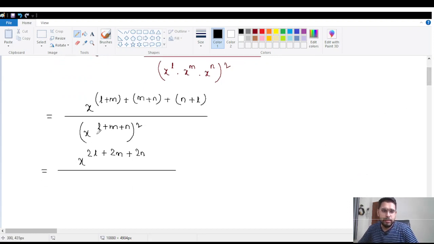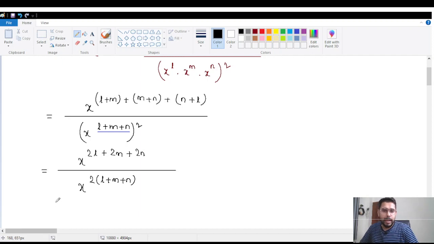Now in the bottom, since it is an exponential expression powered with another exponent, we will apply the power rule here, and by the power rule what we do is we multiply the exponents. So we will consider this as a total single exponent. This one single exponent gets multiplied with another exponent, which means that it will be x to the power of 2 times L plus m plus n, right?